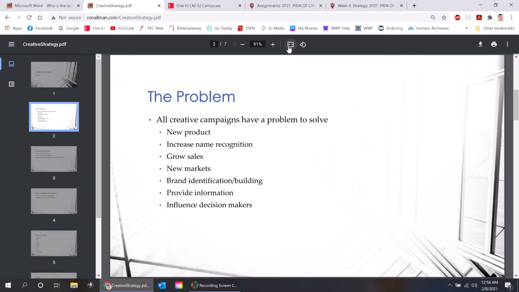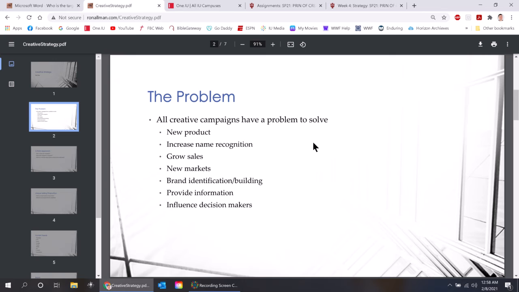Sometimes you just need to provide some information to the customer. For example, let's say they've changed their hours. Whatever the business is, they change their hours, and you want all the customers to know about that. Well, there could be some fun, creative ways of doing that. So that would be your job, and you would come up with a strategy statement that would solve that problem for the client. And then, of course, influence decision makers.